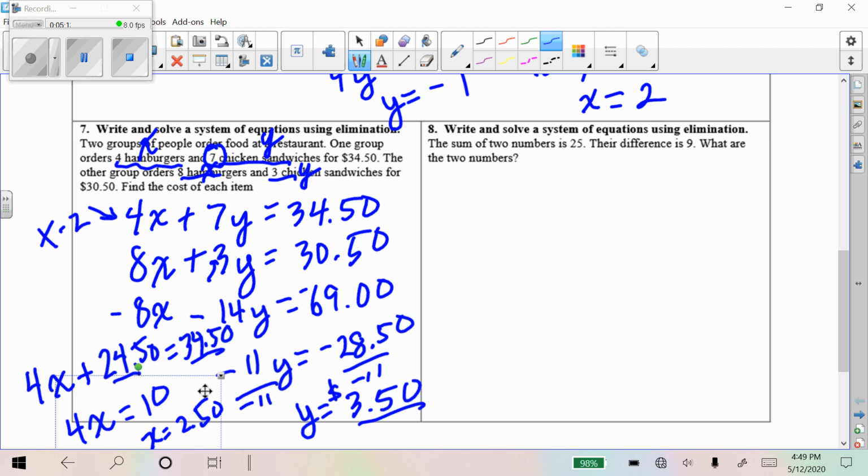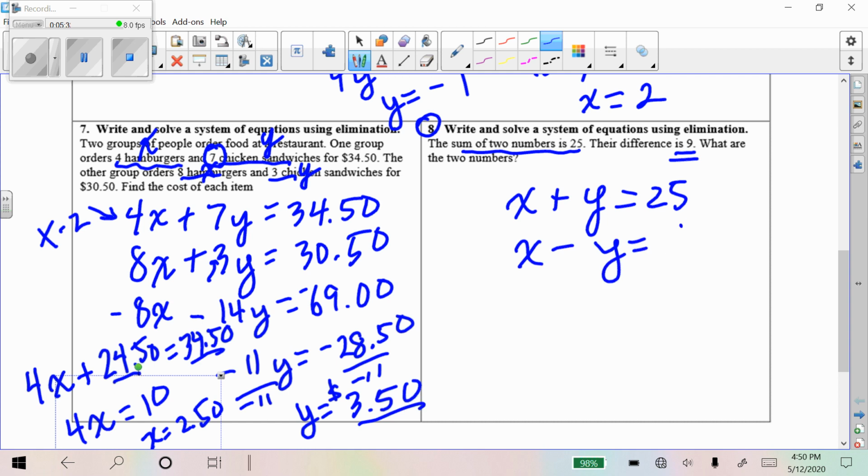All right. The last one, a few people had that wrong. It says the sum of two numbers is 25. That's a pretty easy equation, just x plus y equals 25. Their difference is 9. Difference just means you're subtracting them. Now, since these y's are opposites, I can just add the two together. 2x equals 34. x equals 17.